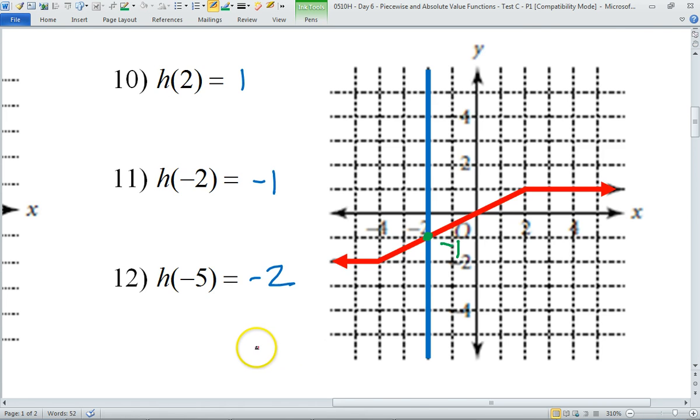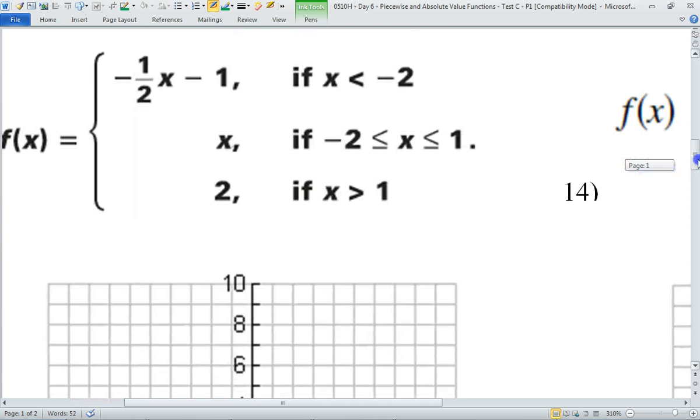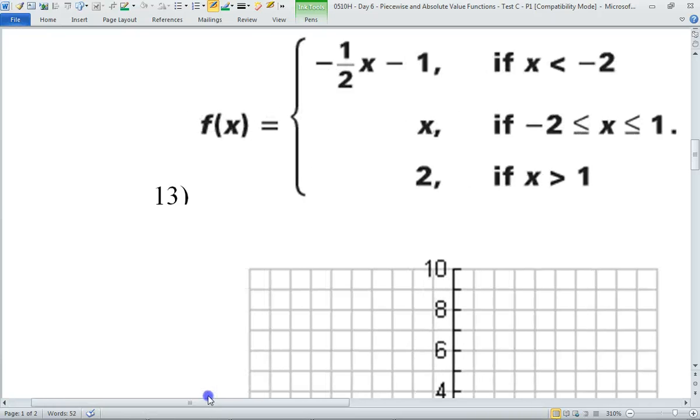Okay? All right. So I'm going to jump in and do the next few problems, so pay attention. All right, so number 13.